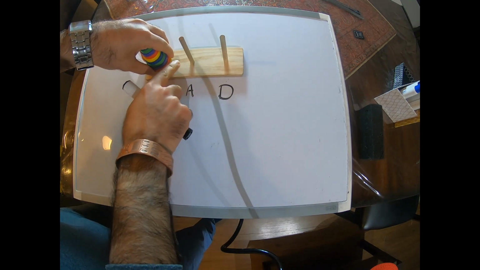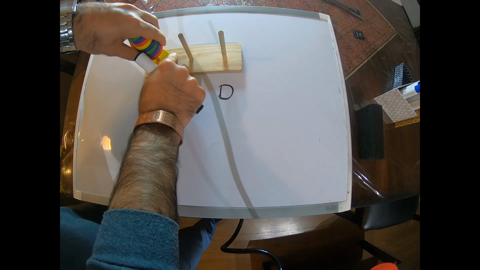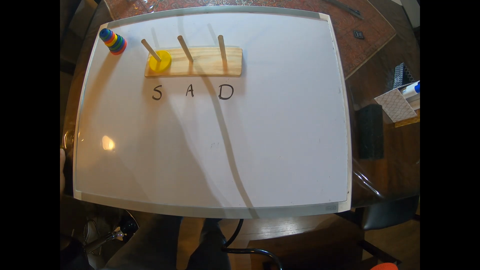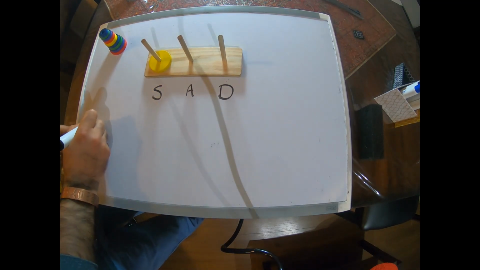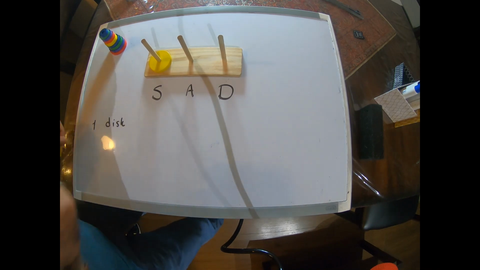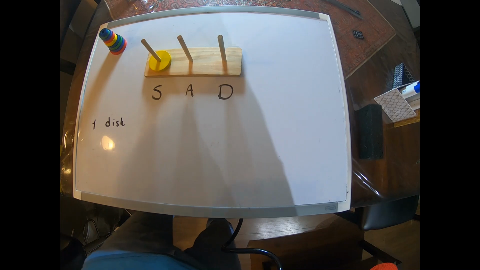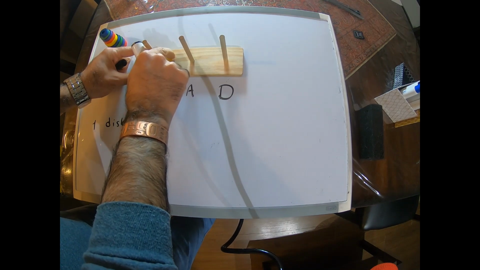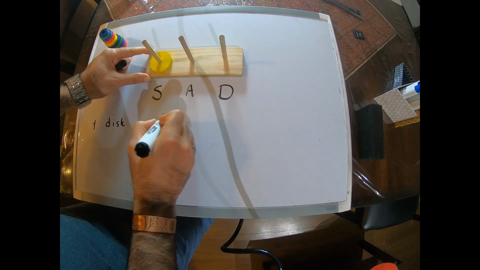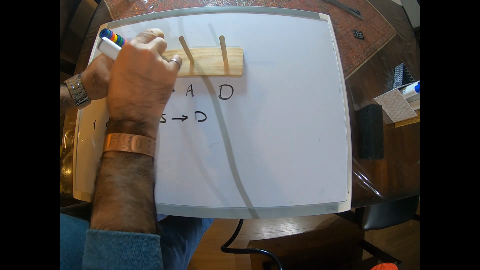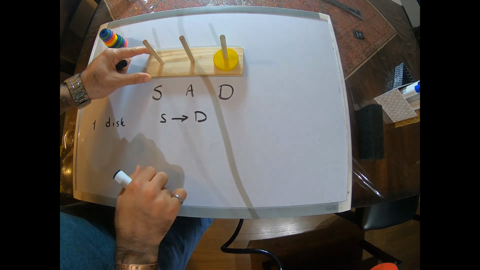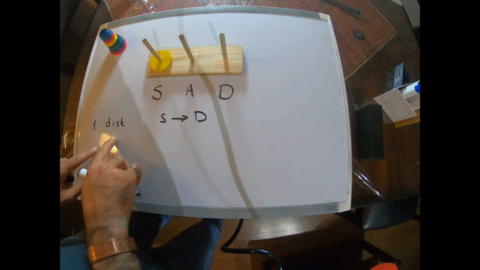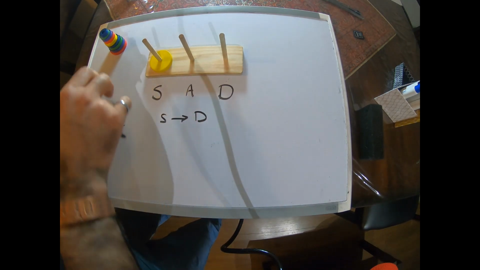So first of all, if you only have one disk on a rod, this is pretty straightforward. Let me make sure that you can see this. Yes, if you only have one disk, then it's pretty straightforward. You only need to have one movement from source to destination. That's it. So we know how to move one disk from one rod to another rod.